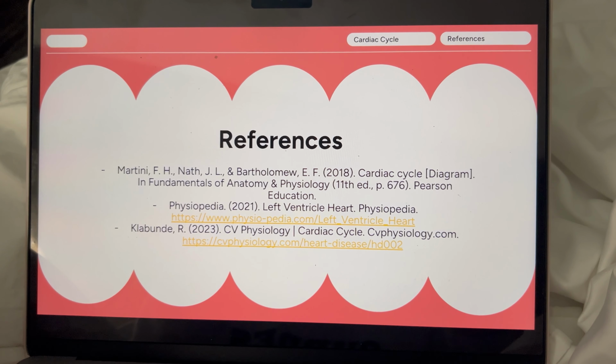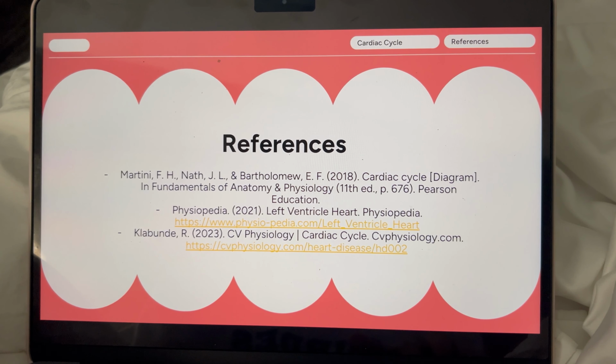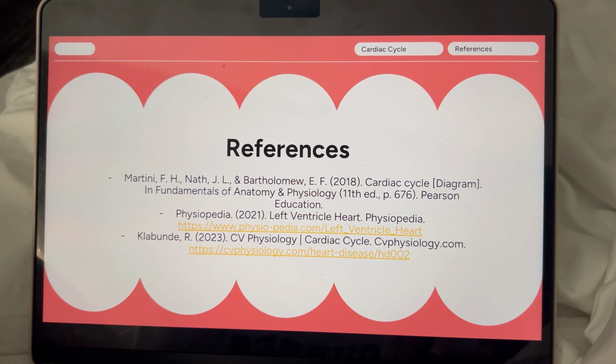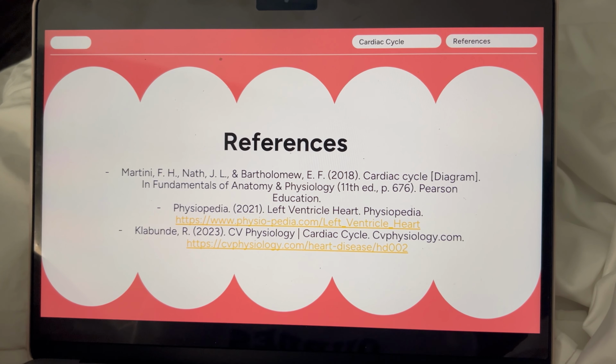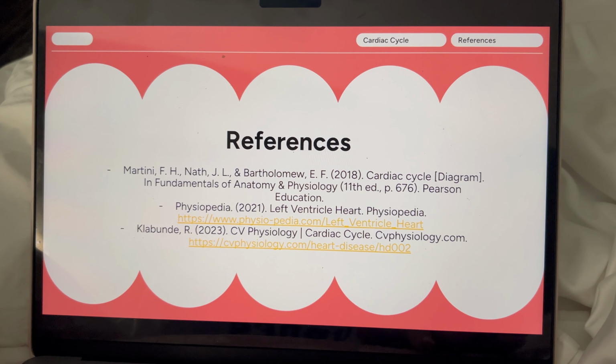So with all of that, I would say the cardiac cycle is very important because that is what is allowing us to keep pumping our blood and removing it from our heart.